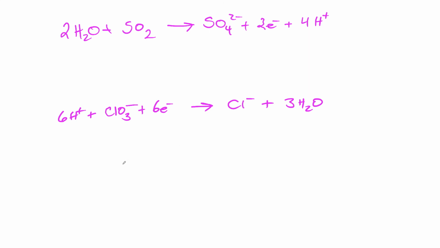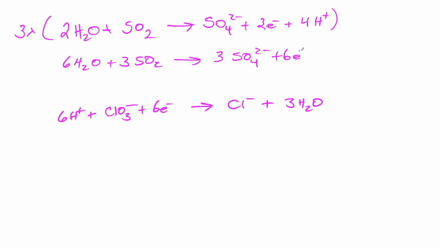Now, before we add these 2 together, we need to have the electrons in the reduction and oxidation reactions be the same. In the reduction, we've got 6 electrons. Up here, we just have 2. So we need to multiply the whole equation by 3. So 2 times that's 6 H2O plus 3 SO2 yields 3 SO4 2 minus plus 6 electrons plus 12 H plus.